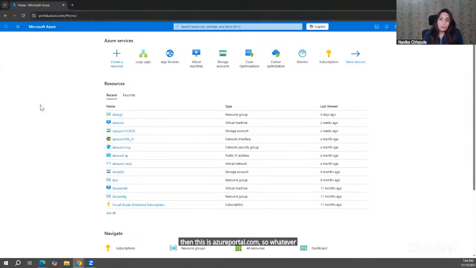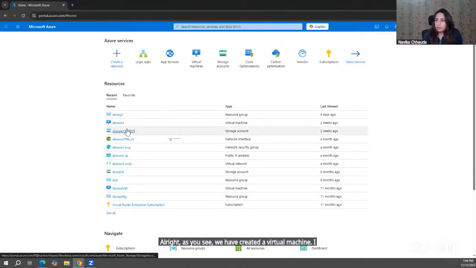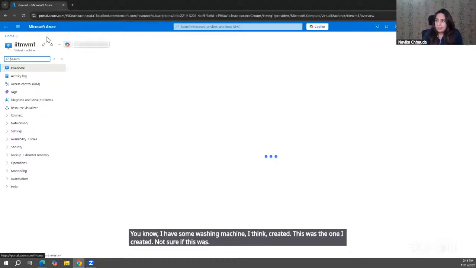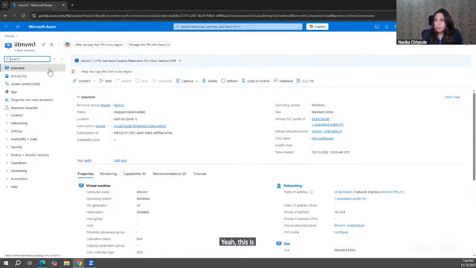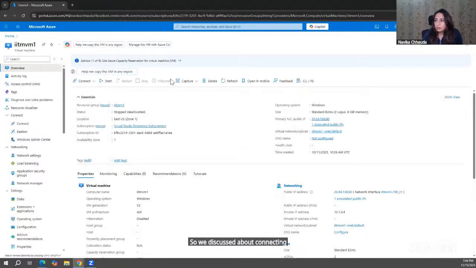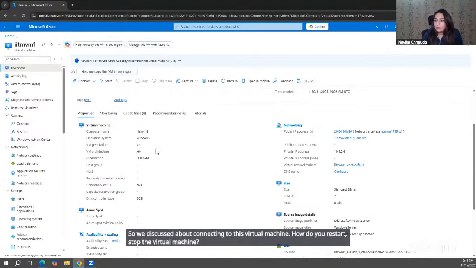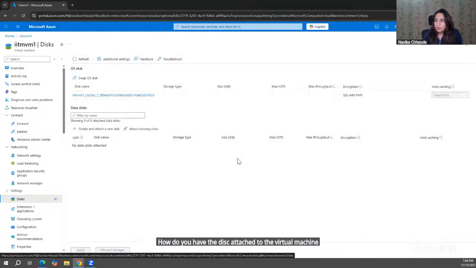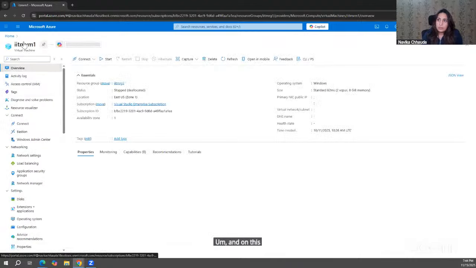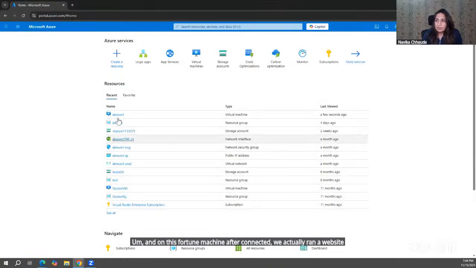So whatever practicals we have performed on storage, on virtual machine and stuff like that, everything was actually performed over here. All right, as you see, we created a virtual machine. I think we have deleted that, but I have some virtual machine created. This was the one I created. So we discussed connecting to this virtual machine. How do you restart, stop the virtual machine? How do you have the disks attached to the virtual machine? We discussed all of that. So this is one of the storage ways. And on this virtual machine, after connecting, we actually ran a website as well, hosted a website. We did all of that stuff.